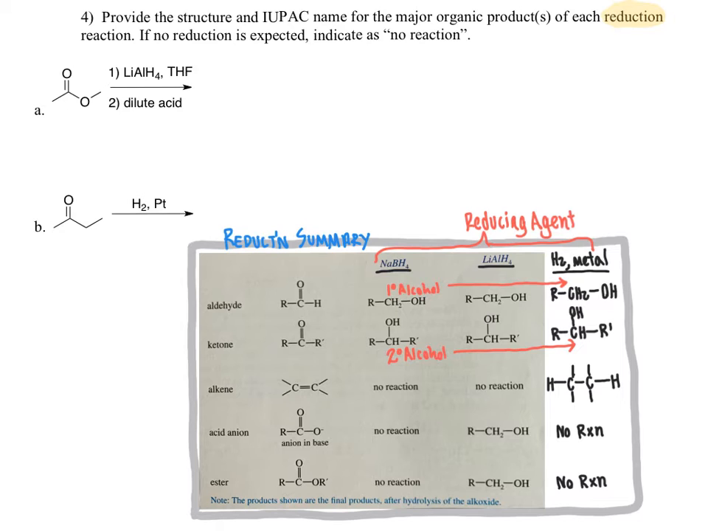Alkenes, on the next line, are going to be totally non-reactive with the hydride donor reducing agents, the sodium borohydride and the lithium aluminum hydride. Don't think of using those to reduce an alkene. Instead, the only thing that will reduce an alkene that we've learned is the hydrogen gas and metal catalyst, and that'll reduce the alkene with a carbon-carbon double bond to an alkane that has just the carbon-carbon single bond in there. So on to the next line, an acid anion.